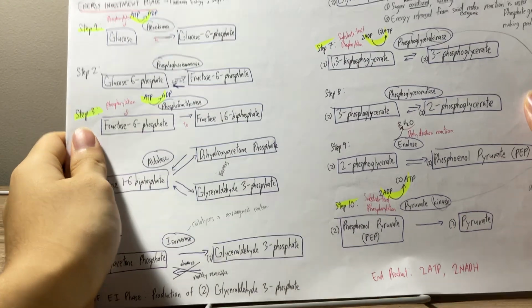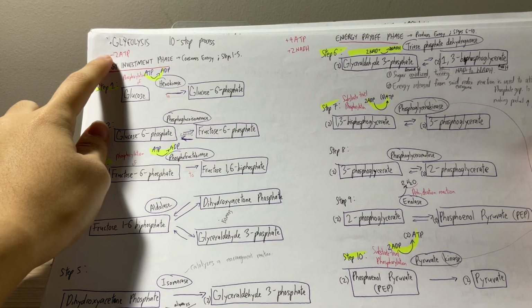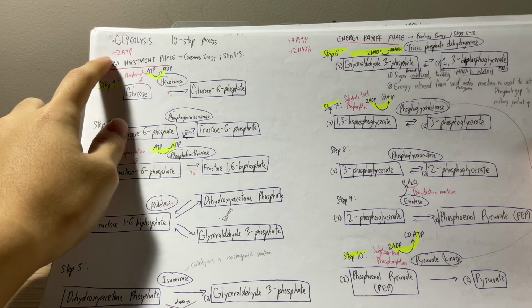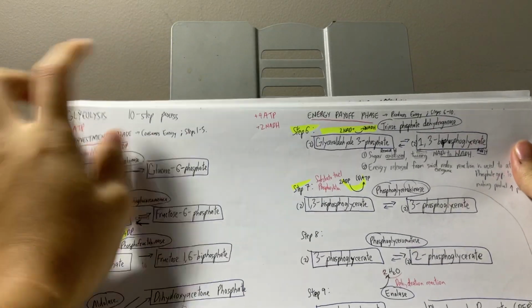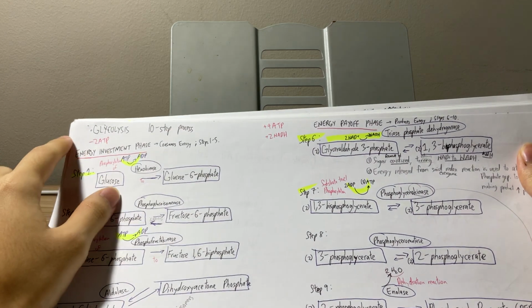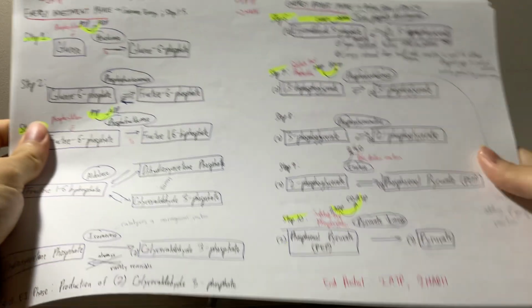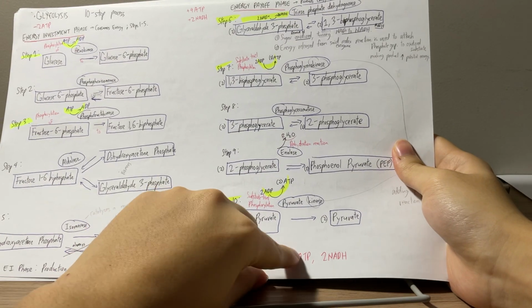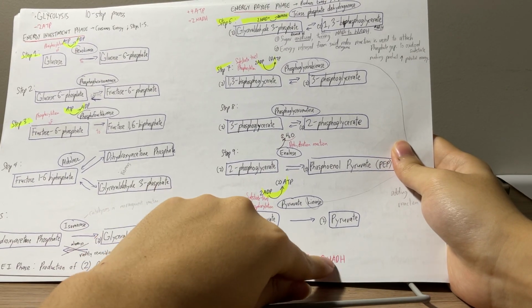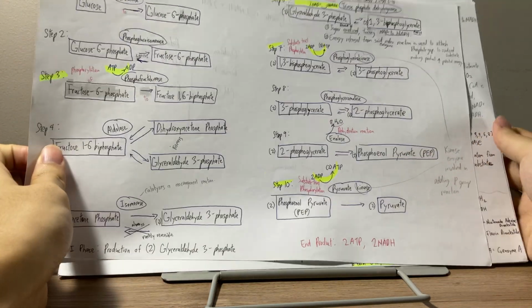Ooh, okay. It makes sense. So in the energy investment phase, 2 ATPs are spent. In the energy payoff phase, 4 ATPs are produced. But because we have to account for what was invested earlier, the end product in total is 2 ATP left and 2 NADH. Okay, that makes sense.